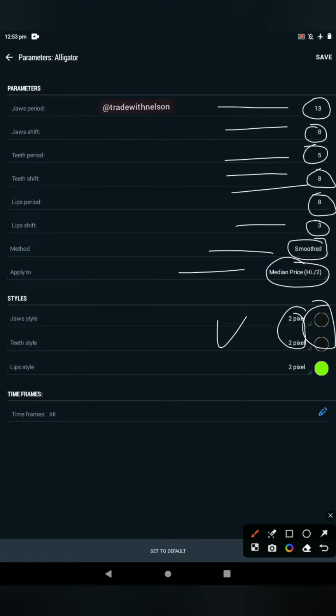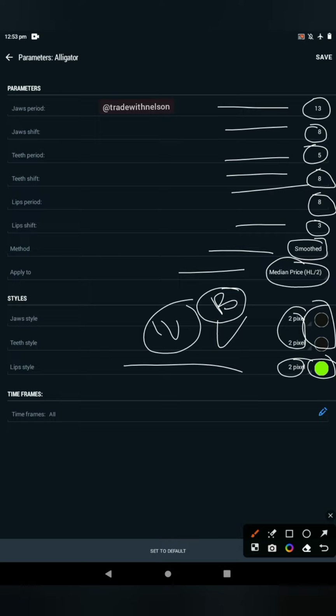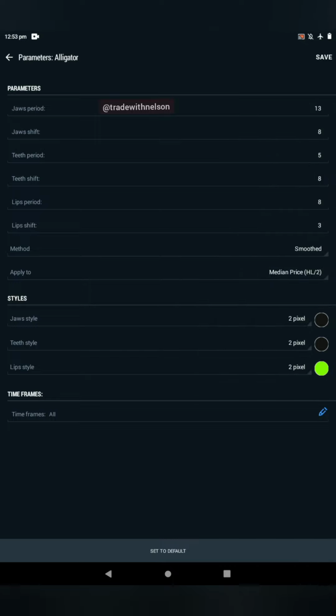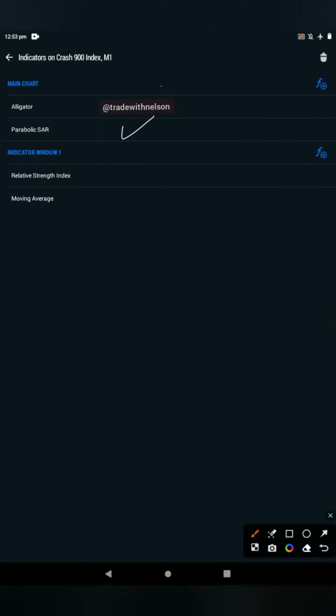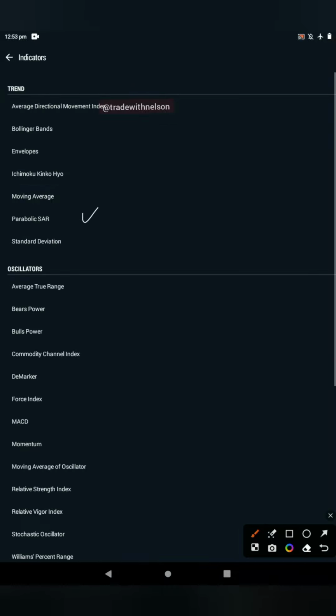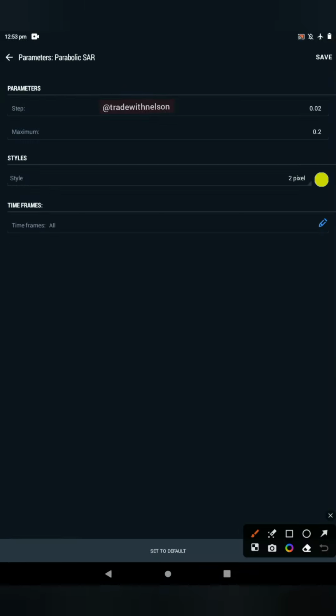For the jaw and the teeth style, make it 2 pixel and select color of your background. So if your background is white, you select white. If it is black like mine, you select black. For the lips style, make it 2 pixel and select color of your choice. After that, click on save. Next is the parabolic SAR. To select that, click on the F icon on the main chart. Parabolic SAR, click on that. Make your step 0.02, maximum 0.2, style 2 pixel and select color of your choice. After that, click on save.